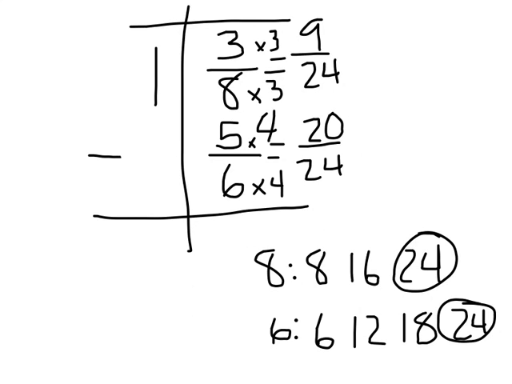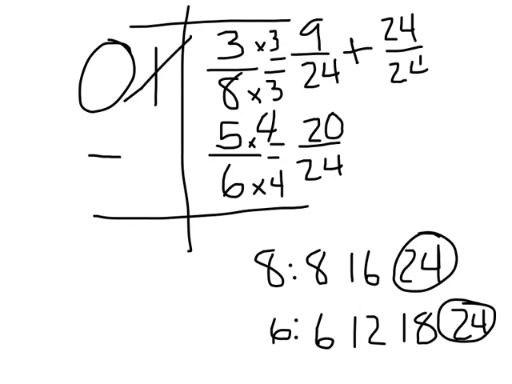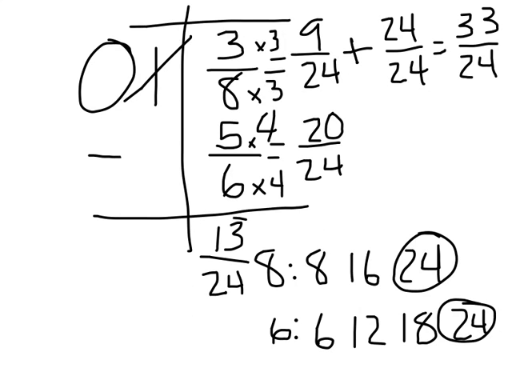That's 20 over 24. Now, when I borrow 1 whole, what do I need to add to 9 over 24? I need to add 24 over 24, because that's equal to 1 whole. That gives me 33 over 24. Now I can subtract. 33 minus 20 is 13 over 24.